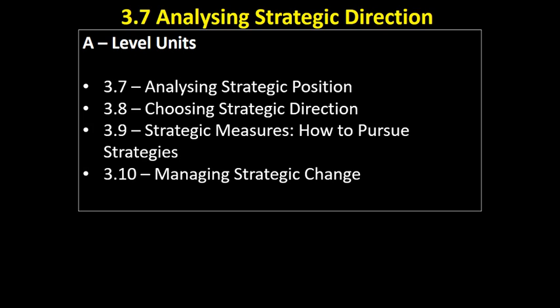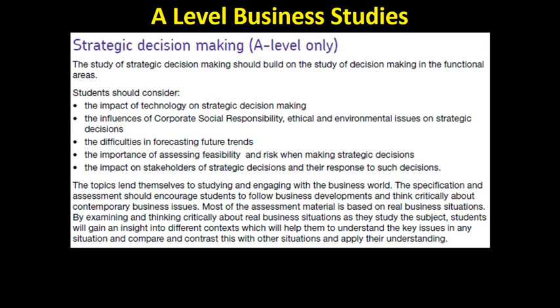And then 3.10. We know where we are. We've picked a plan to achieve our objectives, and we've implemented it. At some point, we're going to need to change strategy. Even the best strategy will eventually need to change as the external environment and the internal nature of the business change and evolve. 3.10 looks at ways in which we can do that.